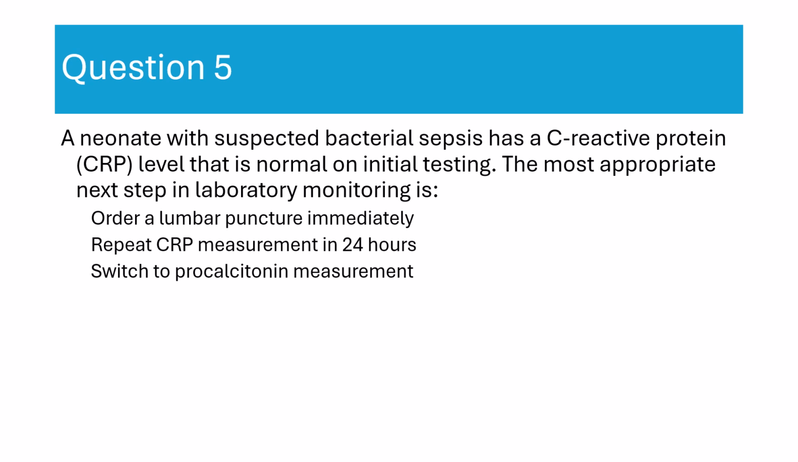Order a lumbar puncture immediately is incorrect, because while an LP may be indicated in the evaluation of sepsis, a normal initial CRP alone doesn't dictate this decision. Clinical assessment and other laboratory findings would guide this. Switch to procalcitonin measurement is incorrect, because while procalcitonin rises faster than CRP, there's value in following the trend of a single inflammatory marker rather than switching between different tests, and both tests can be useful but have different kinetics.